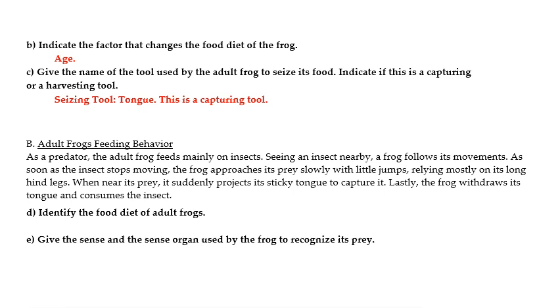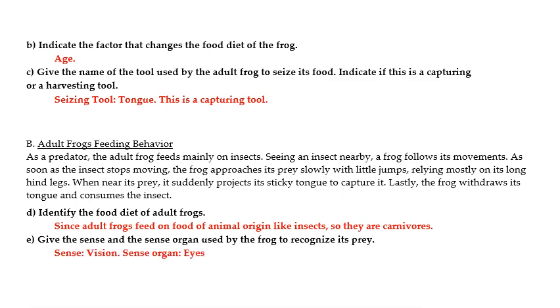Identify the food diet of adult frogs. So identify, we have to start with the justification, then answer. So since adult frogs feed on food of animal origin like insects, they are carnivores. This is the way we answer this question. Give the sense and the sense organ used by the frog to recognize its food. They say seeing an insect, so the sense is sight or vision, and the sense organs are the eyes.